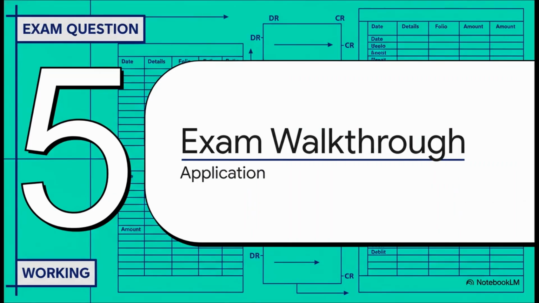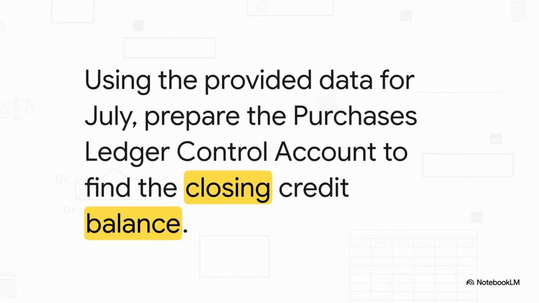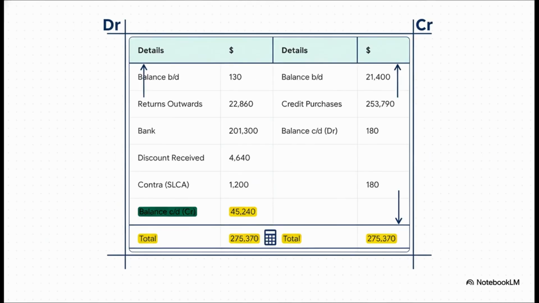Okay, theory's done. Now for the fun part. Let's put it all into practice. We're going to walk through a typical exam question where you have to build a control account and find a missing figure. So here's the mission. We've got a whole list of figures for a trader. Our job is to take all this data, piece together the purchases ledger control account, put every number in its correct place, and solve for the one missing piece of the puzzle, that closing credit balance.